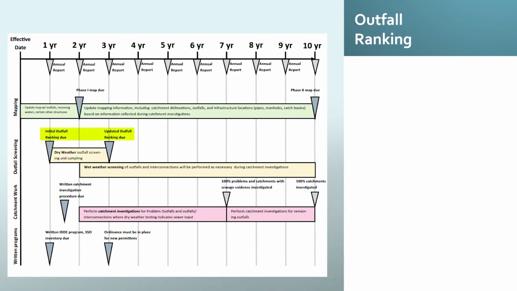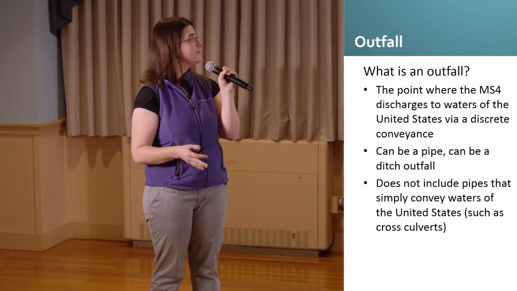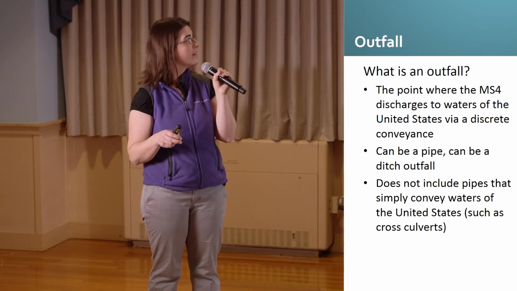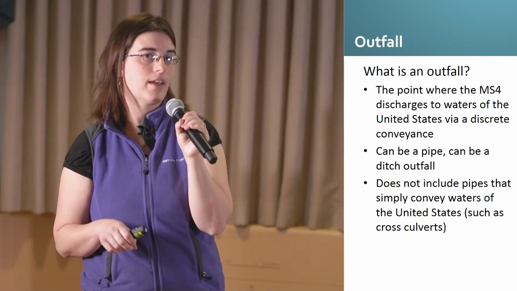The initial outfall ranking is due by the end of year 1. The updated ranking is due by the end of year 3 and annually thereafter. So what is an outfall? An outfall is the point where the MS4 discharges to the waters of the United States via a discrete conveyance.